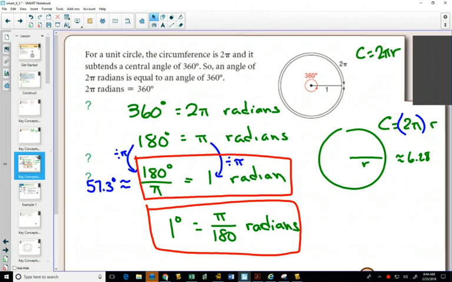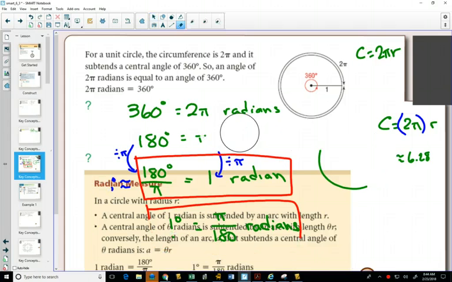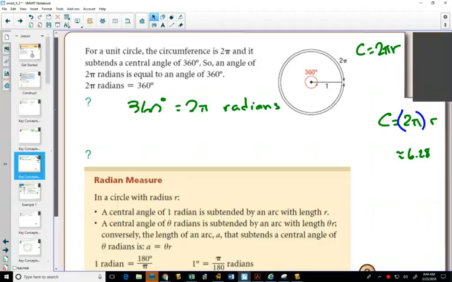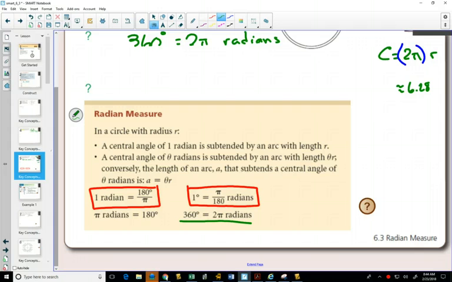Now on the top of your next page, they have this big shaded box. I'll erase some stuff here. In this big shaded box, they have some of these key facts again. So they have the 1 degree is pi over 180 radians, and they have 1 radian is 180 degrees over pi. And where do we get those from? Starting with this and then leading to this.